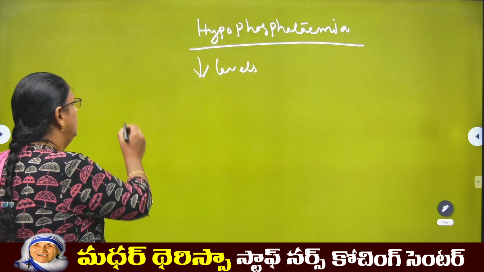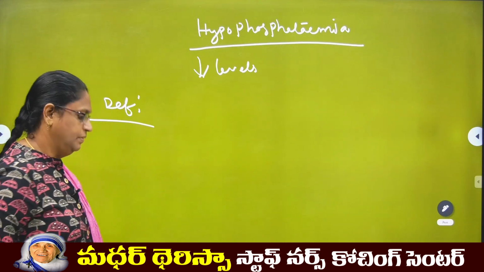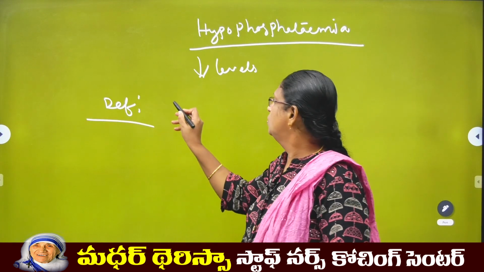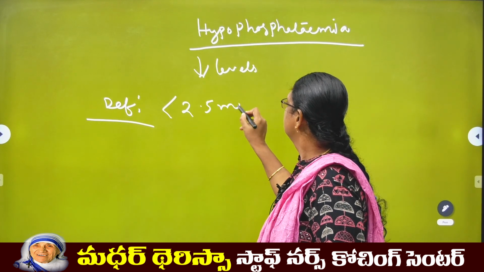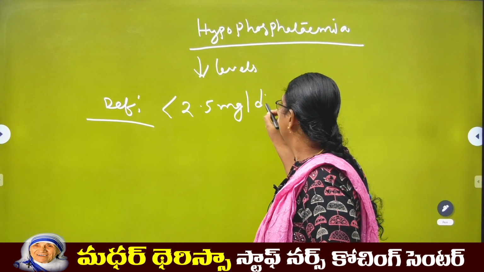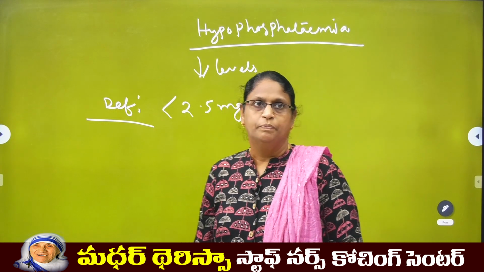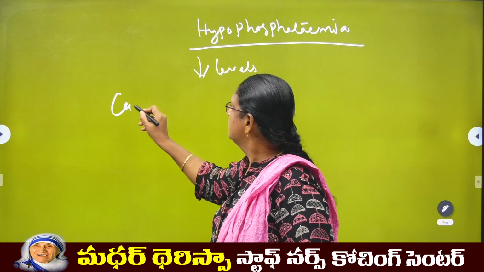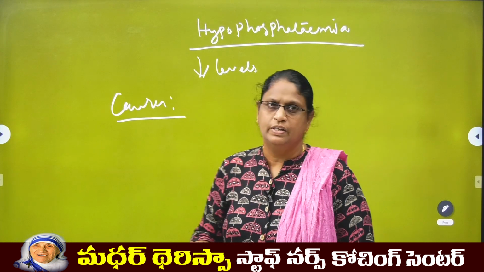Come to the definition of hypophosphatemia. It is when its level goes down below 2.5 milligram per dl. Then it is said to be hypophosphatemia. Come to the causes. What are the various causes of hypophosphatemia?